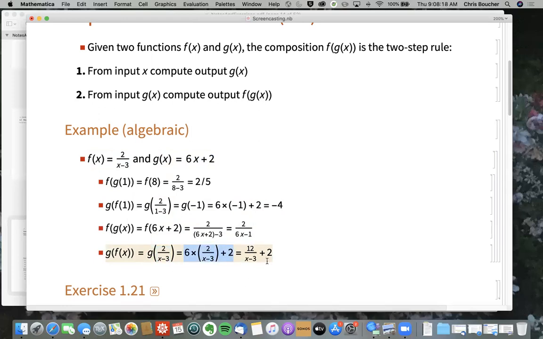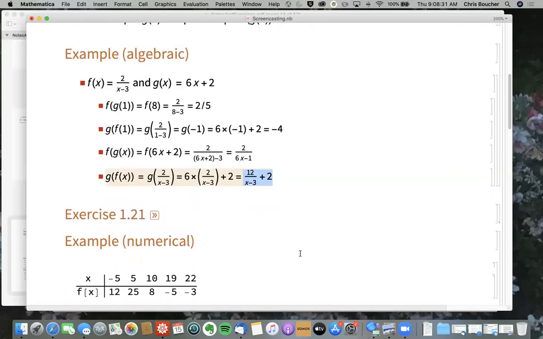And again, you can simplify a tiny bit by multiplying the 6 and the 2 to get 12. And I get a formula here for g of f of x. And again, notice these are not the same formula, right? F of g and g of f aren't the same thing.